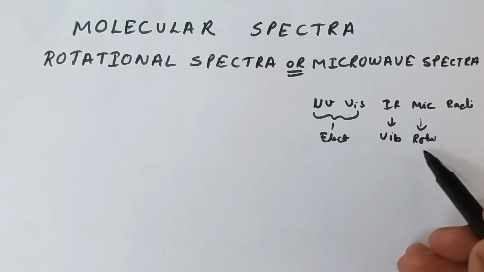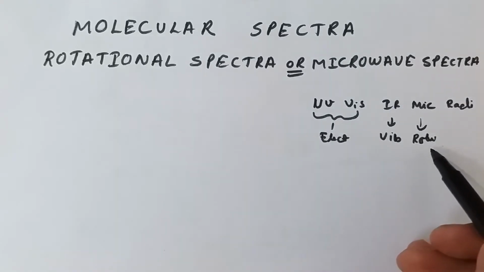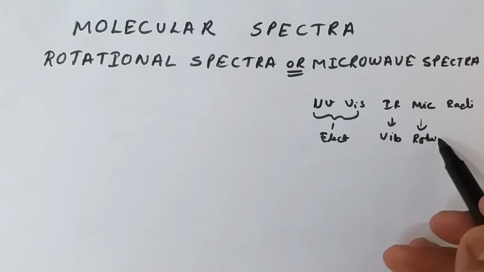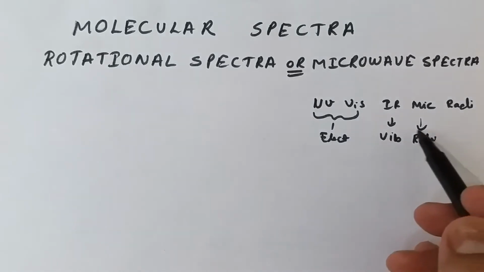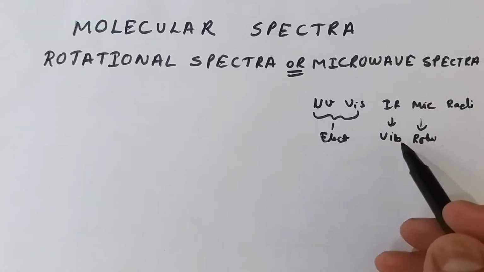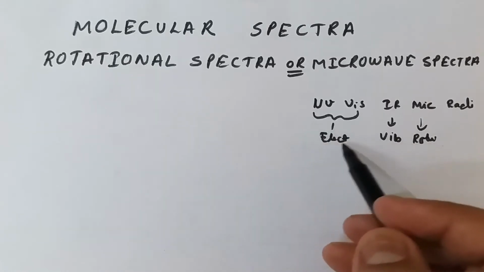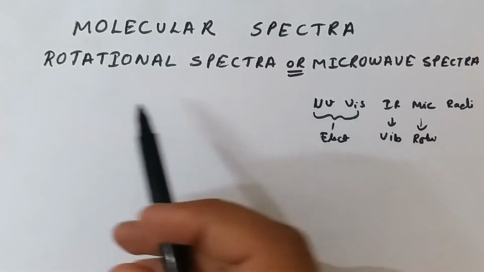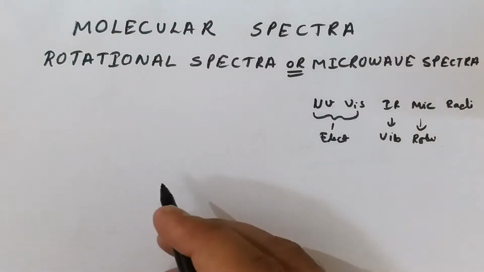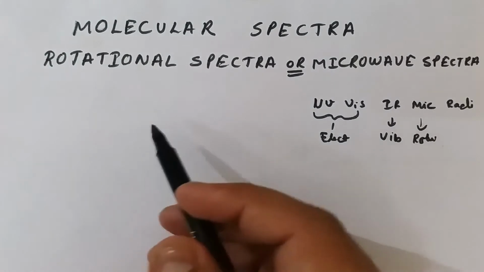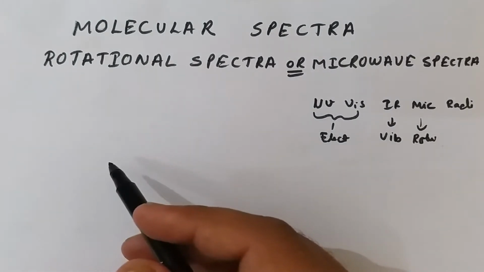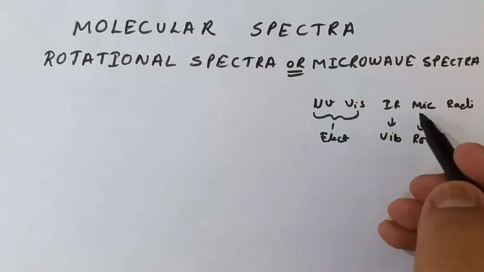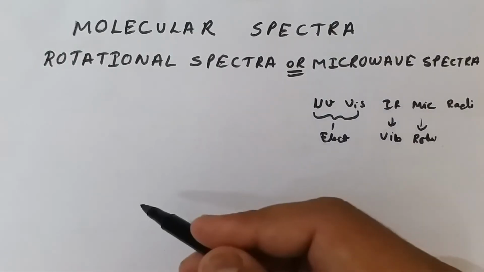When we discuss rotational spectra, it will only be rotational, but the vibrational spectra will be a combination of vibrational as well as rotational, because the molecule will rotate as well as vibrate. And the UV-visible or electronic spectra will be a combination of all three. Today we are going to discuss the rotational spectra, which arises due to the rotational transition of gaseous molecules by absorbing certain radiations of the microwave region.